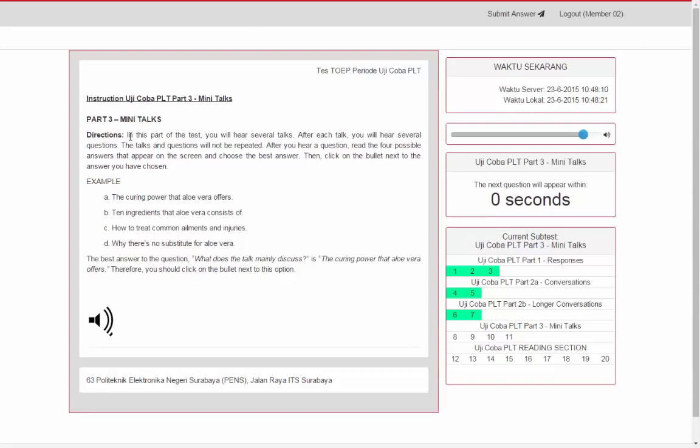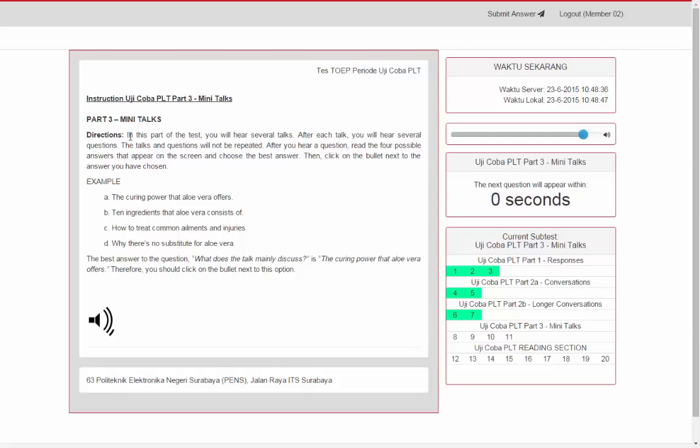Part 3. Mini Talks. Directions. In this part of the test, you will hear several talks. After each talk, you will hear several questions. The talks and questions will not be repeated. After you hear a question, read the 4 possible answers that appear on the screen and choose the best answer. Then, click on the bullet next to the answer you have chosen.